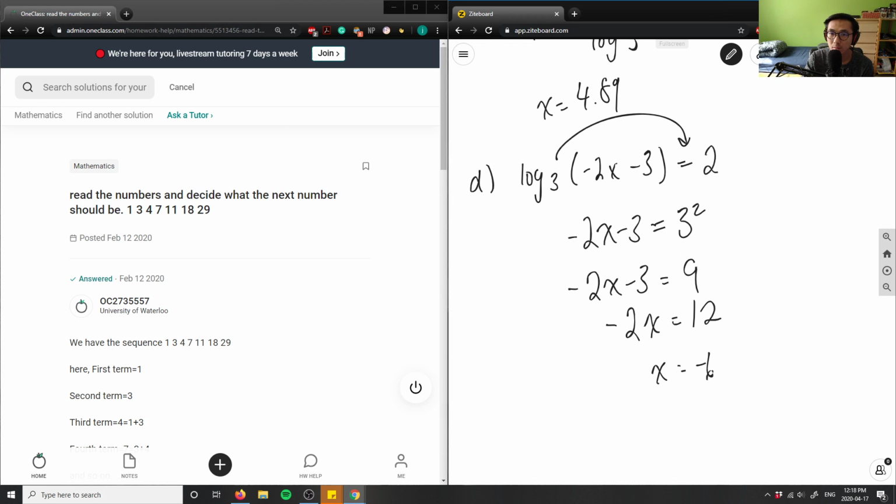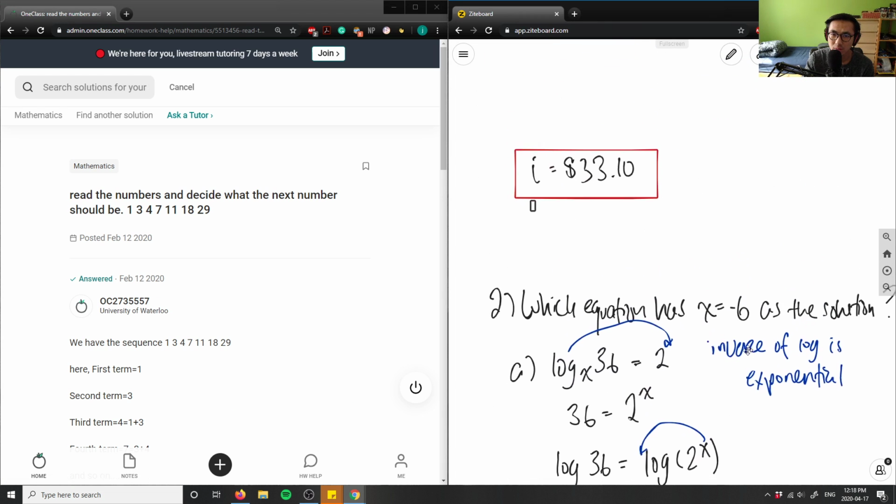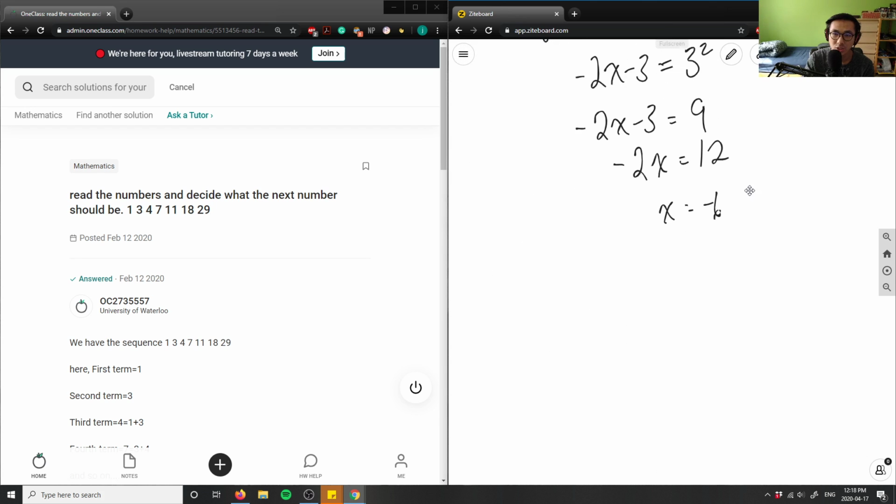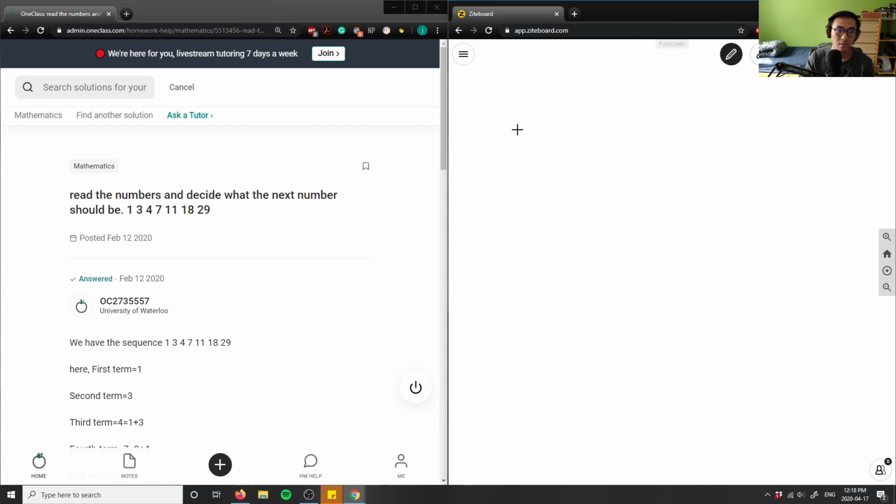Sorry, folks. So this here was question 2. Okay, let's do question 3 here. It says read the numbers and decide what the next number should be. So you have a pattern of some sort, which you can think of as a series and sequences. You have 1, 3, 4, 7, 11, 18, and 29. It says decide what number comes next. When we look at these, we can see if it's arithmetic or geometric, right? We can see if it's a recursive sequence and whatnot.